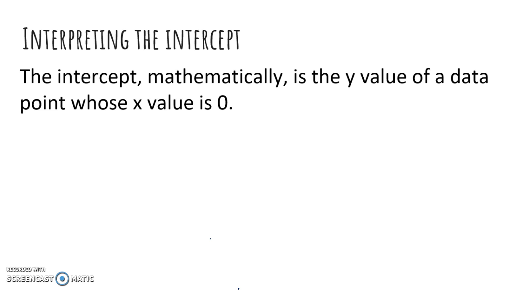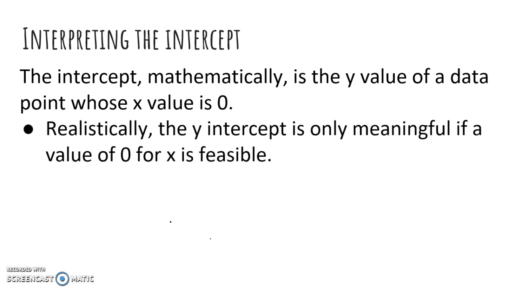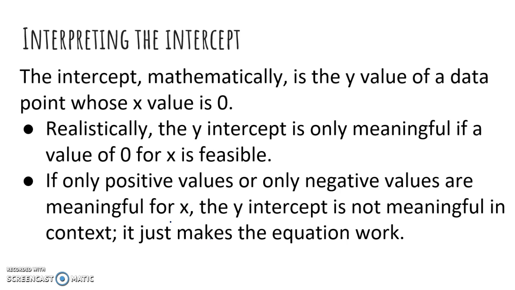The intercept mathematically is the y value of a data point whose x value is 0. So it would make sense that the y-intercept only has meaning if the x being 0 is feasible. If x being 0 doesn't make sense for the problem, then the y-intercept doesn't necessarily mean anything. That's also the case if only positive values or negative values are meaningful for x. The y-intercept is not meaningful in context and it just makes the equation work. So sometimes the y-intercept is just there to make the equation work, and sometimes it actually has a meaning.